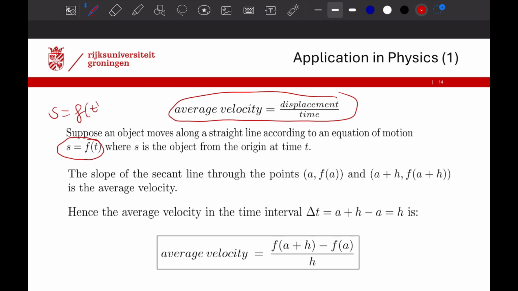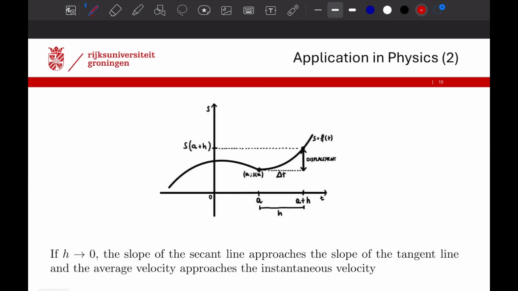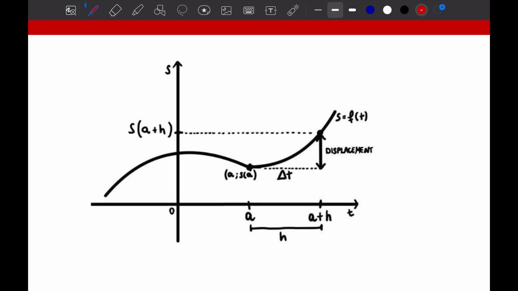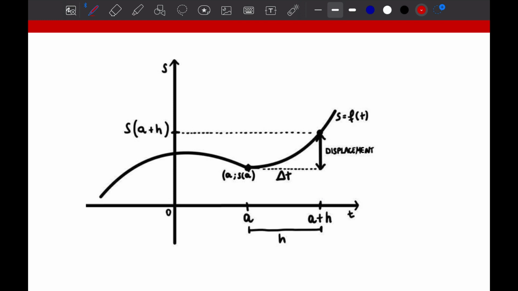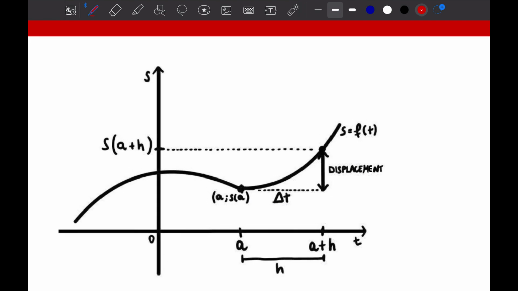So s is a function of time. What it means is that this gives us information about the position of the object at each time point. So if we want to know the position of the object at time equal 5 seconds, we just plug in 5 and we have the position of the object. Now, it turns out that the average velocity is the slope of the secant line that goes through 2 points. More specifically, if we look here at the, this is just a sketch that I made.